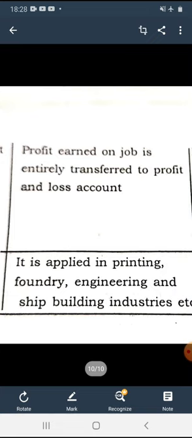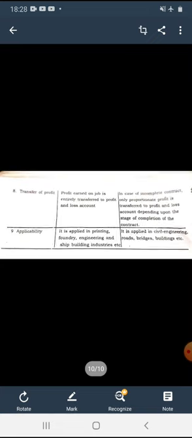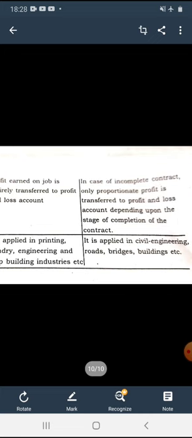Job costing is mainly used in printing, foundry, engineering and shipbuilding industries. But contract costing is used mainly in civil engineering, that is, civil building work: bridges, roads, buildings, etc., or petrol pumps, etc. Contract costing is used mainly in civil works.